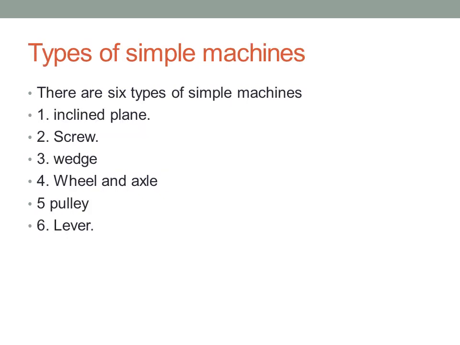So there are 6 types of simple machines. In our day-to-day life, we use these common 6 types of simple machines. First one, inclined plane. Second one, screw. Third one, wedge. Fourth one, wheel and axle. Fifth one, pulley. And sixth one, lever. Okay, these are the common 6 types of simple machines.